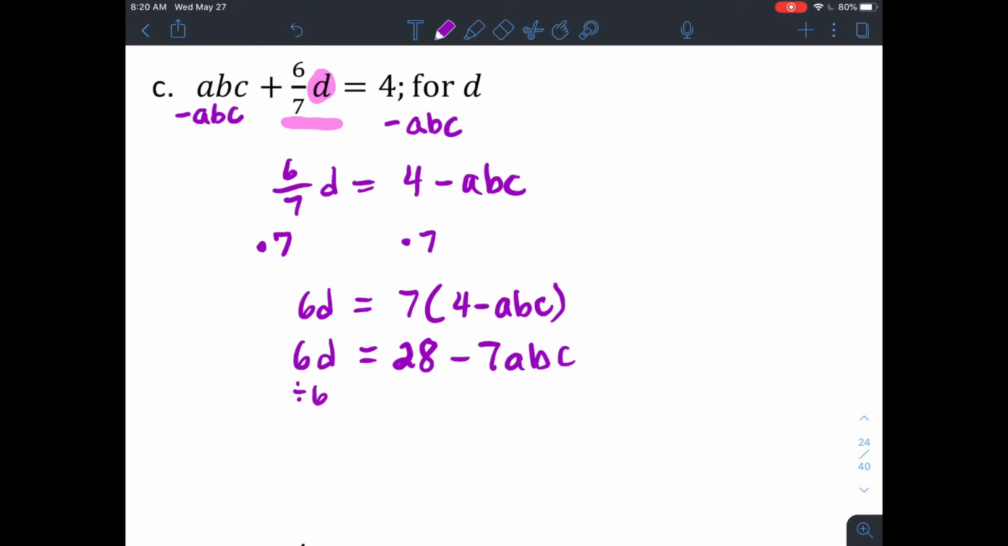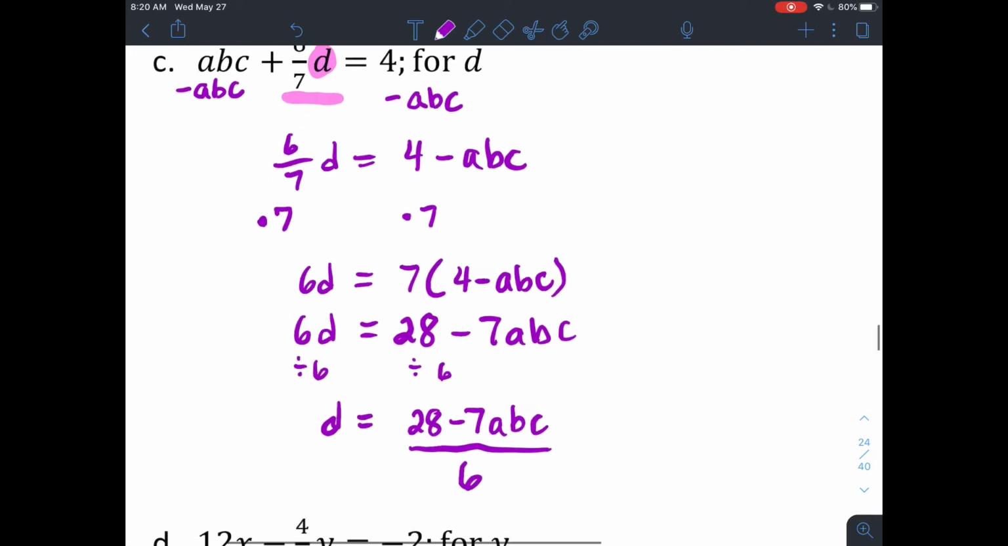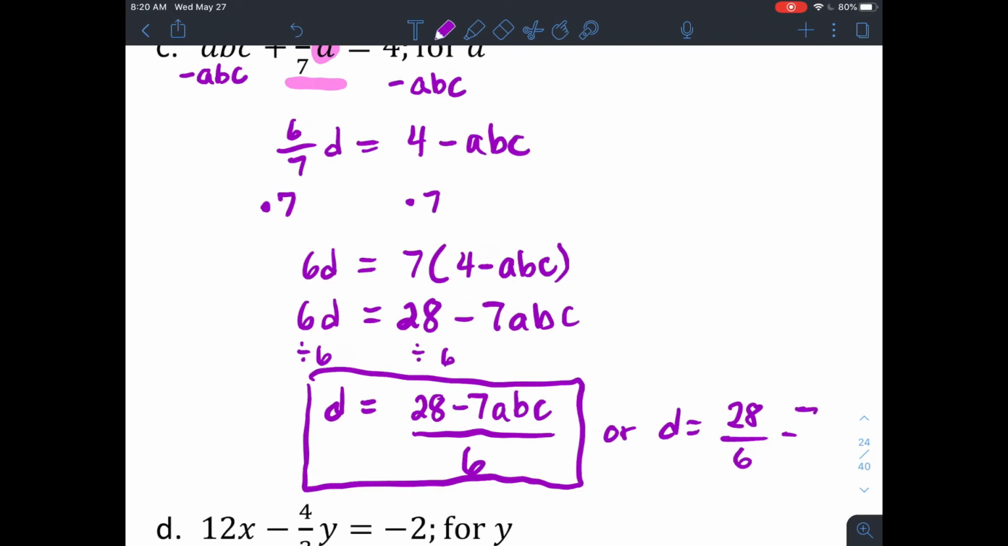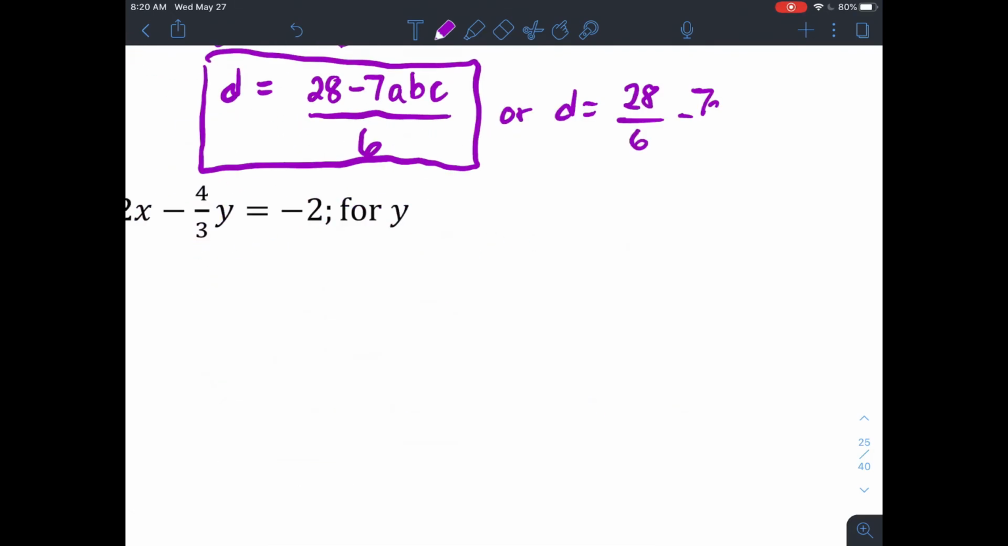So you'd also have to divide both sides by 6, which means you'd have to divide everything on both sides by 6. So you could write it as a fraction all over 6, or if you wanted to split it up into 2 separate terms and divide them individually by 6, you could. So 28 over 6 minus 7 abc over 6. 28 over 6 you could reduce, divide both of them by 2, and turn it into 14 over 3. Either of those is fine.